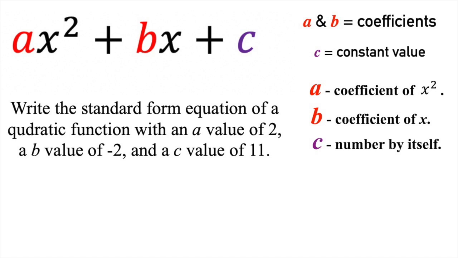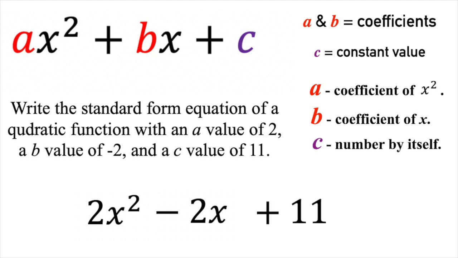so the a value is 2, and that means that I'm going to have a 2 coefficient for my x squared term. So 2x squared. Then we're told that our b value is negative 2. And so that means that I'm looking for a negative 2 that's multiplying with the x term. So I can put on a negative 2x. And then finally, a c value of 11. And so that just means that there's a positive 11 constant value at the end of that equation. So I can add on a plus 11.